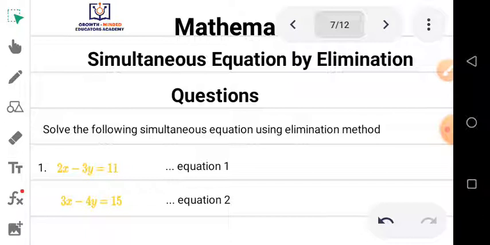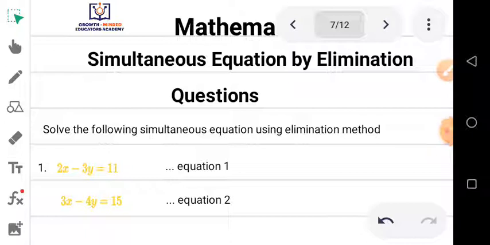And in this video, I'll be taking you through how to solve simultaneous equations using the elimination method. You might have seen in the last video I shared, I showed you some examples on how to solve simultaneous equations using the substitution method, and now we are moving on to the elimination method. Now what's the difference?